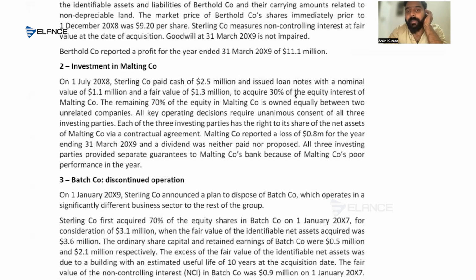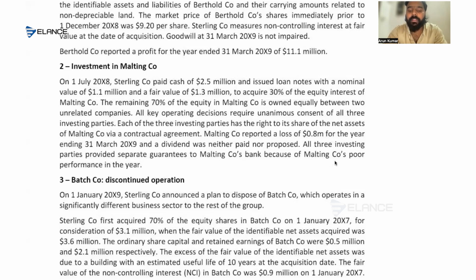See, they have paid 2.5 million and issued loan notes of 1.1 million, having a fair value of 1.3, to acquire a 30% interest in the malting company. The remaining 70% of the equity is split equally between 2 unrelated companies. All key decisions require unanimous consent of all three investing parties. Each of the three investing parties has the right to a share of the net assets of malting via contractual agreement. Malting reported a loss of 0.8 million for the year and dividend has neither been paid nor proposed. All three investing parties provided separate guarantees to the bank because of the malting company's poor performance in the year. So how will you account for this investment?